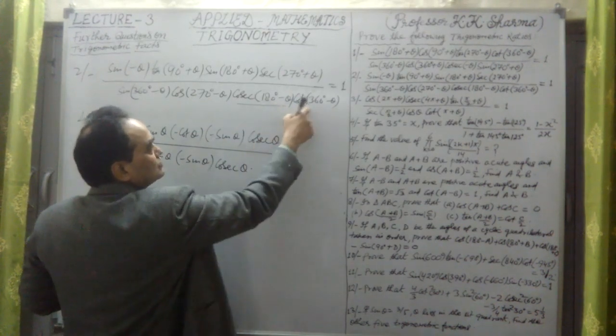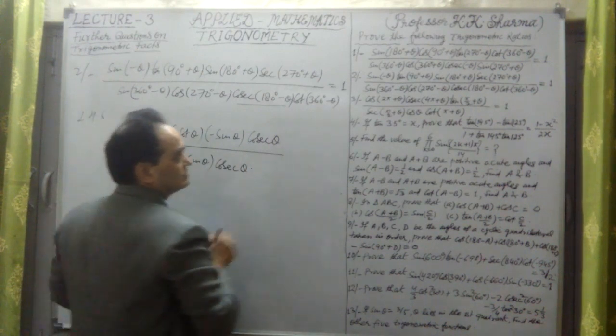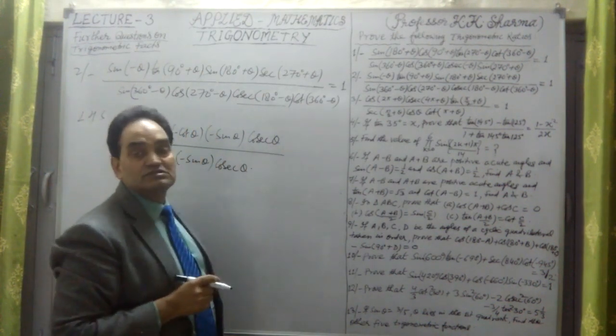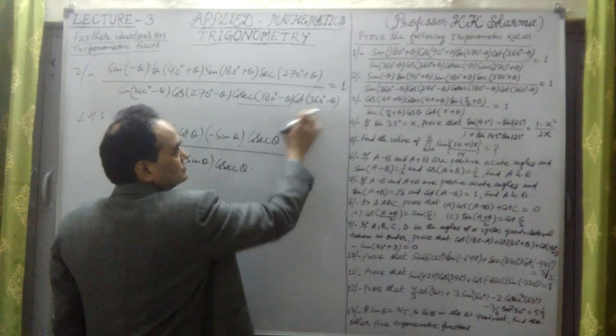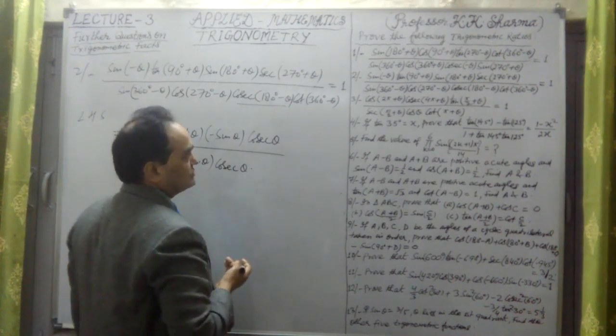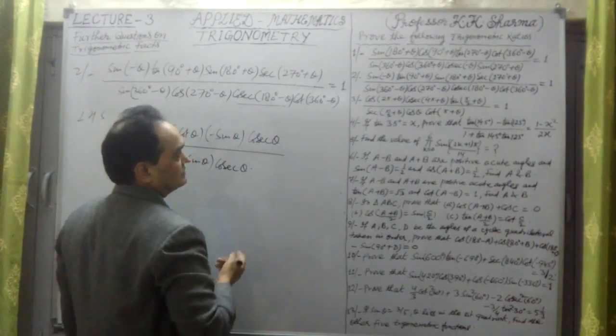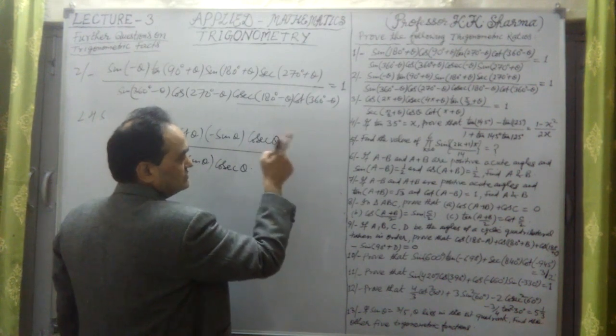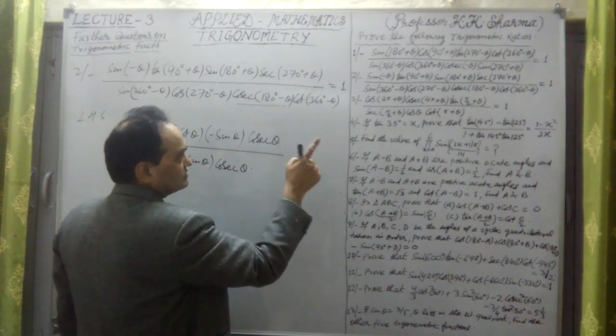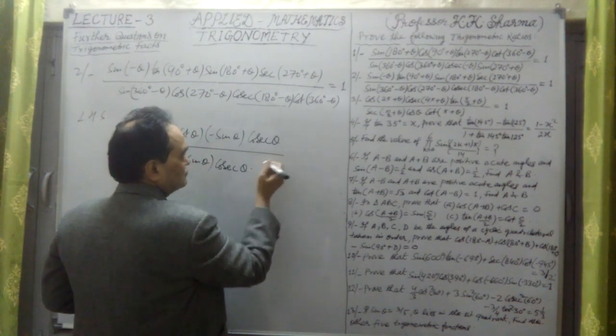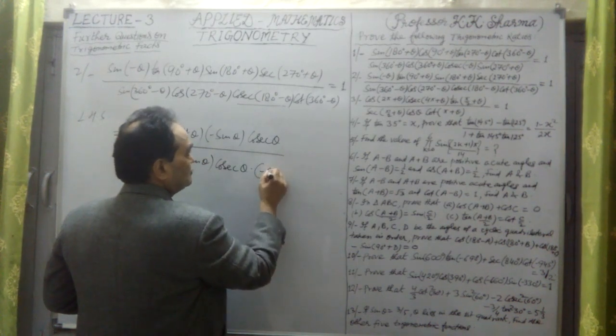Next, cot of 360 degree minus theta, fourth quadrant. Cot 360 degree minus theta is cot theta, but it is negative, because in the fourth quadrant cot is negative, tan is negative, only cos and sec are positive. So this is minus cot theta.